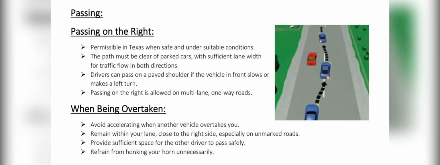Passing. Passing on the right. Permissible in Texas when safe and under suitable conditions. The path must be clear of parked cars with sufficient lane width for traffic flow in both directions. Drivers can pass on a paved shoulder if the vehicle in front slows or makes a left turn. Passing on the right is allowed on multi-lane one-way roads.